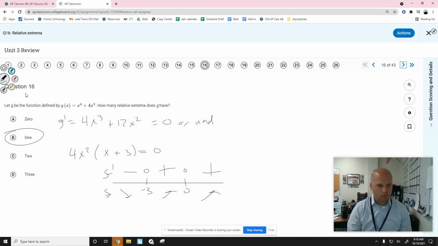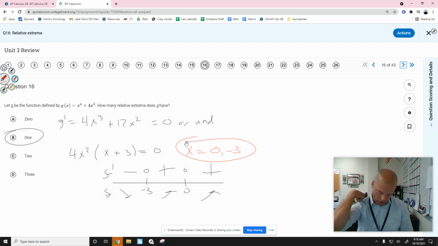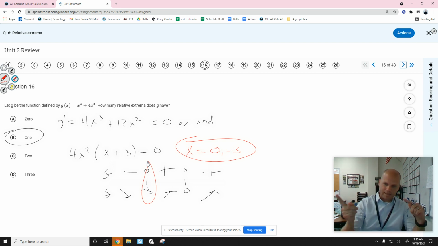Here's where people falter. They take the derivative, they set it equal to 0, they get their 2 coordinates, and they're like, great, I have 2 answers, 2 extrema. No, you don't. You only have 1. Only negative 3 is an extrema. 0 is not. 0 is a critical point that is neither a max nor a min. Okay, 2 critical points, 1 extrema.